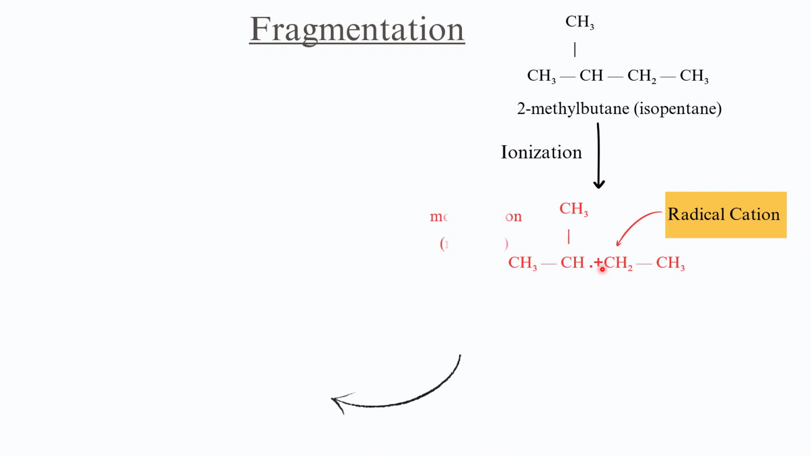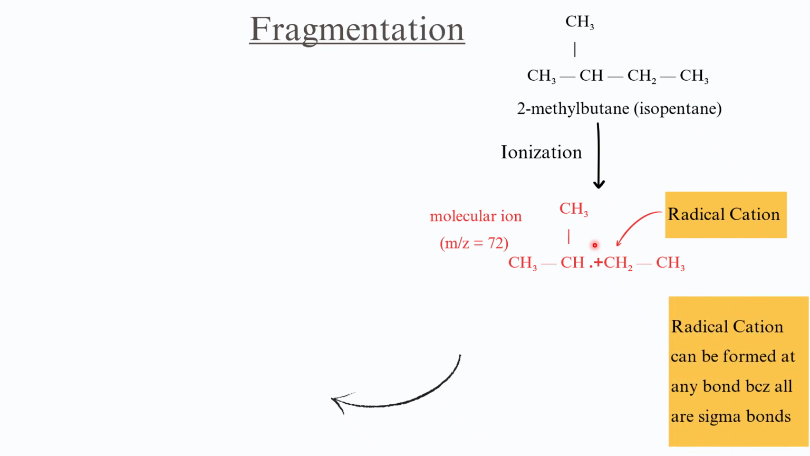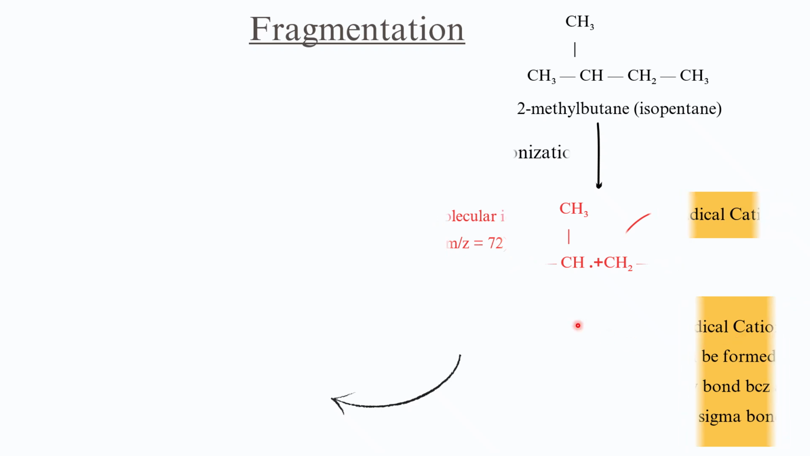So this species which is formed is called a radical cation, and I will also call it what? Molecular ion. And it will have the m/z value of 72. And this is going to be the highest m/z value. Okay, and I will call it what? Molecular ion peak, the peak it is going to give in the mass spectrum. Then after this, always remember, since we have all sigma bonds, you can break any of the sigma bonds to form the radical cation. Okay, this is what I told you earlier.